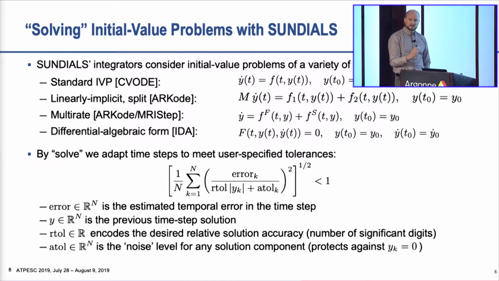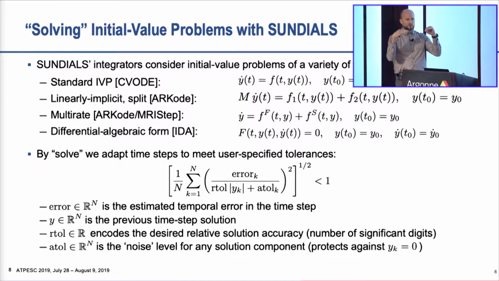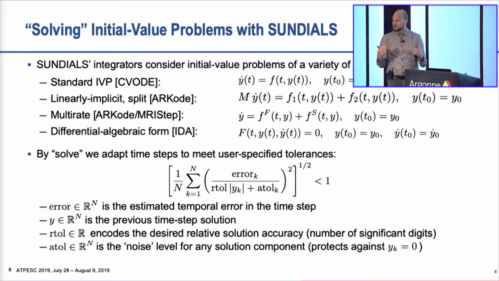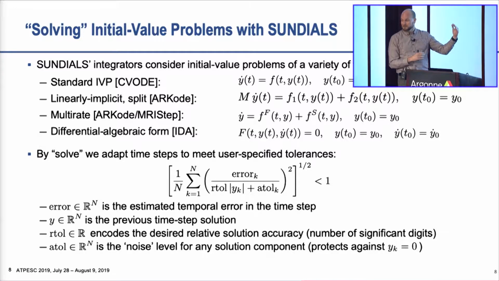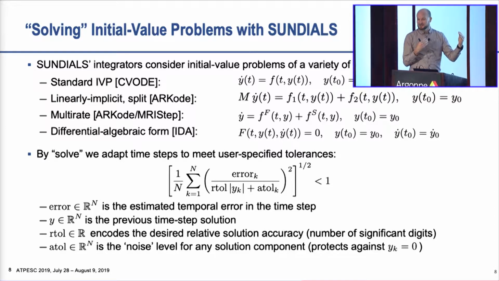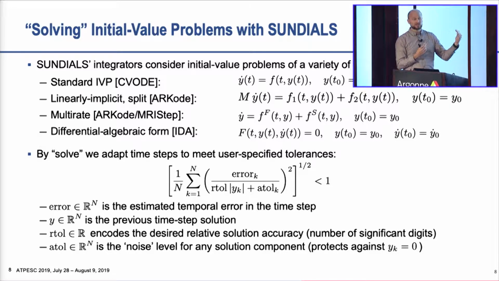And ATOL tells us if some solution components have different units than others, what's small for a given solution component. So if density wants to have values in the order of 1, then 10 to the minus 9 is a pretty small noise level value. But if your momenta or velocities have speeds of 10 to the 5, then 10 to the minus 9 is really, really tiny, close to round off. So maybe 10 to the minus 2 would be a reasonable absolute tolerance for those quantities. So it helps you encode the units of your simulation.